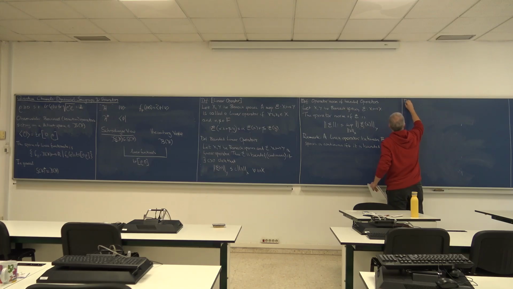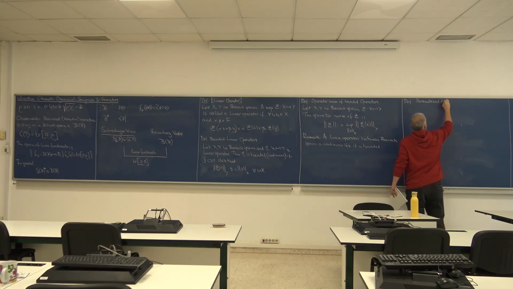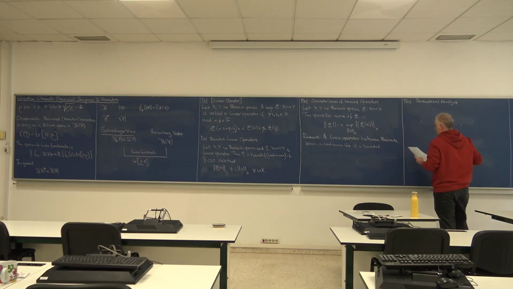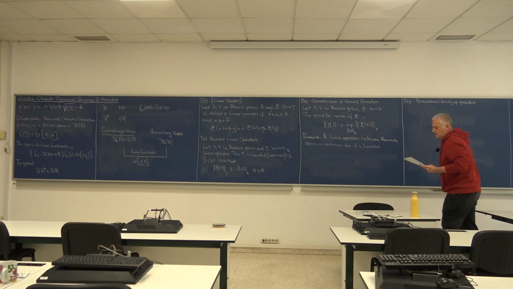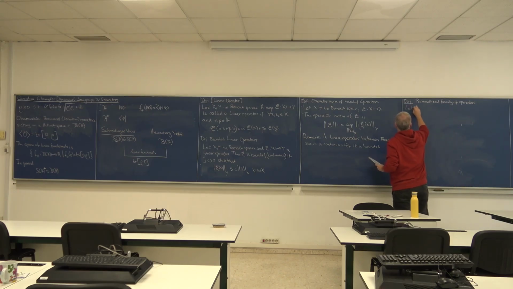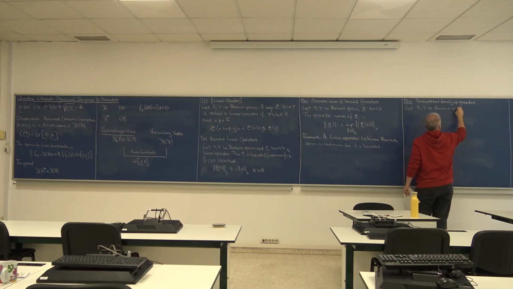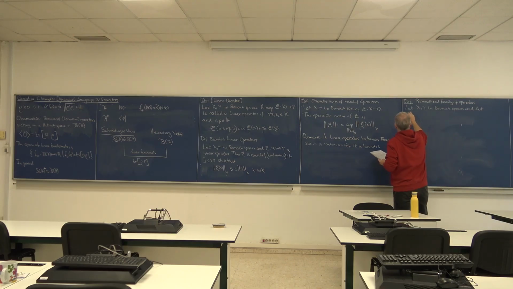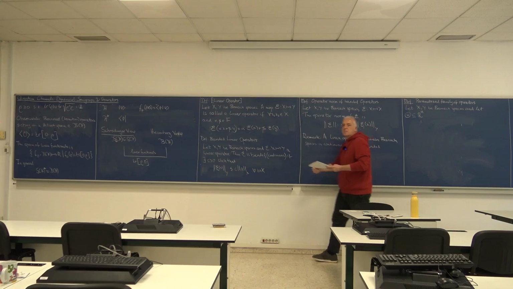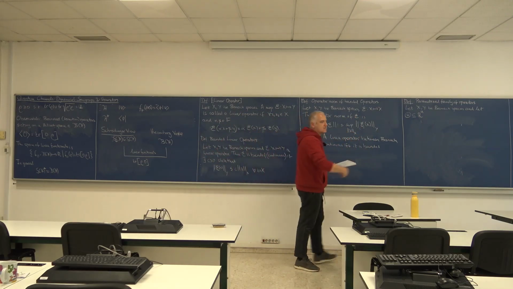So we need to define a parametrized family. I'm going to give it as a general definition. It could be multiple parameters. It doesn't have to be one. It could be 2, 3, 5, m parameters.